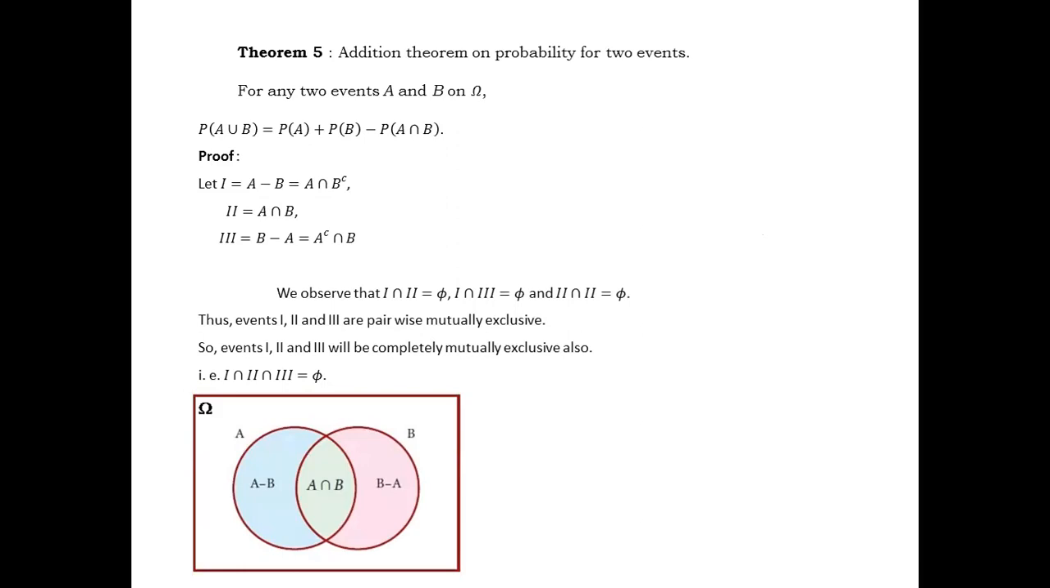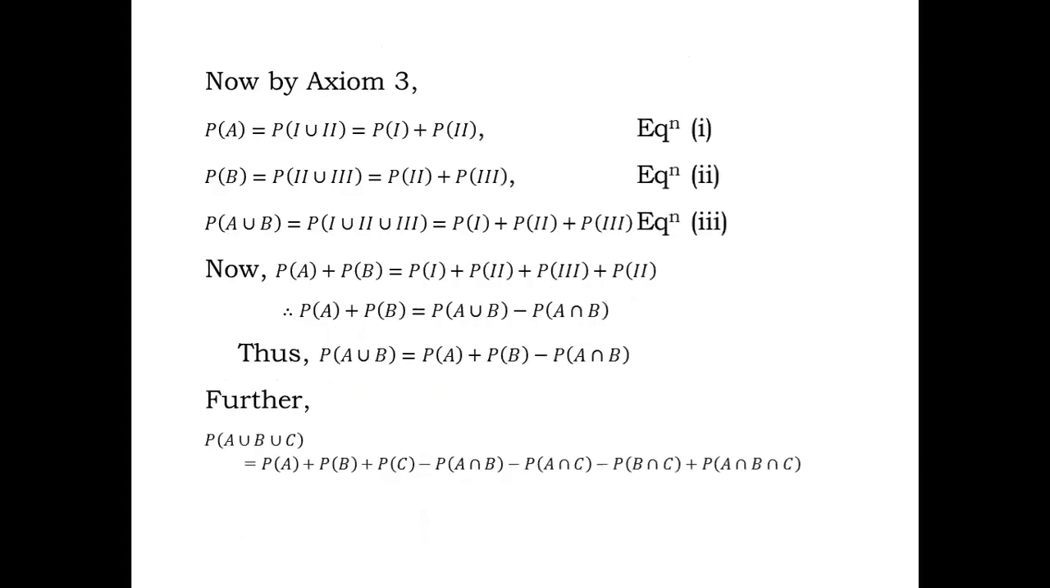Whatever axiom number 3 was, it was like this: if A and B are mutually exclusive, that means A intersection B is phi and probability of phi is 0. That's why this statement is valid in that situation also, in any situation. A and B may be mutually exclusive, may not be, may be independent, may not be independent, may be exhaustive, may not be exhaustive, like that. So this statement is always valid.